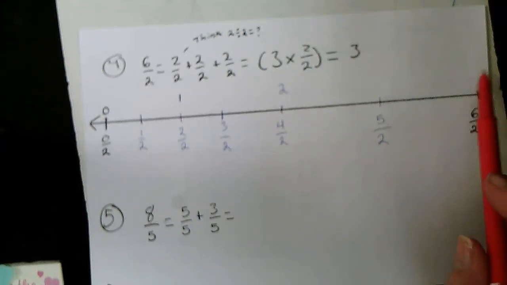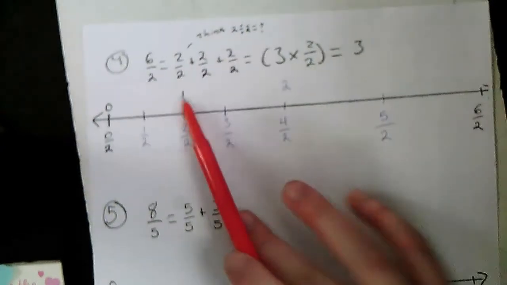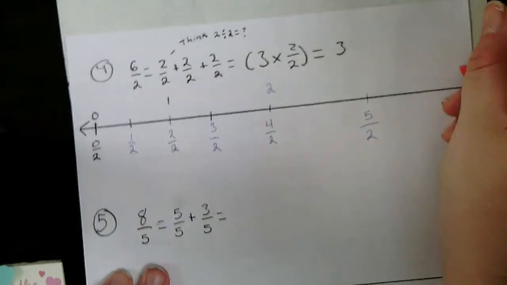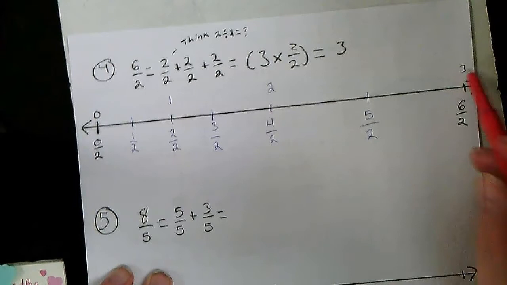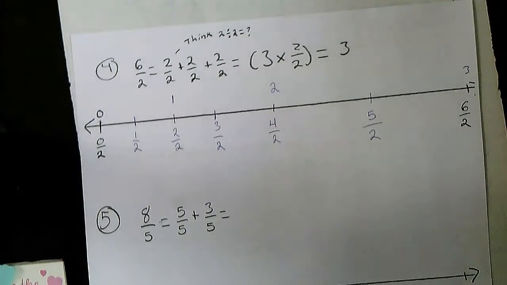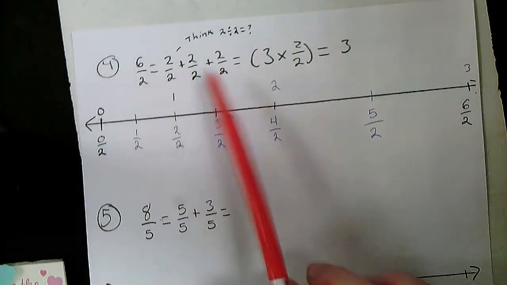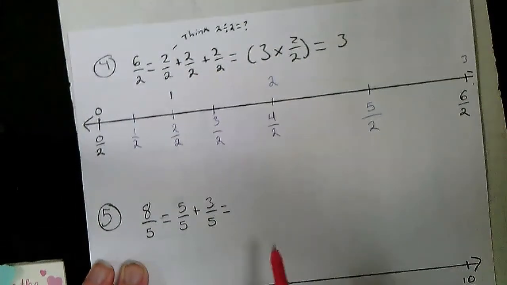And then what do you think the whole number will be above 6 halves? Well, I have 1 up here, 2 up here, so that will leave me with 3 over here. And I also can figure out that 6 divided by 2 is 3. So that is how we can show how to get the answer of 3 from the addition problem that they give us in an example.